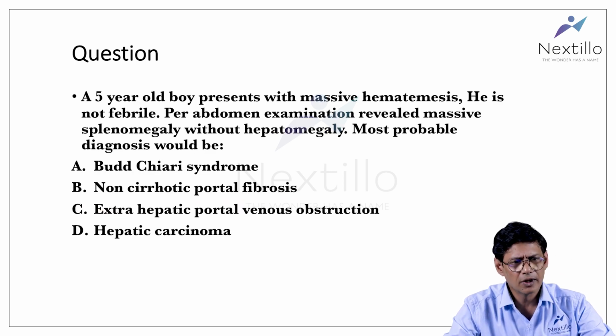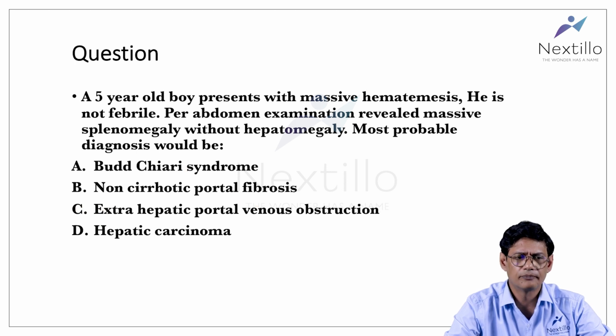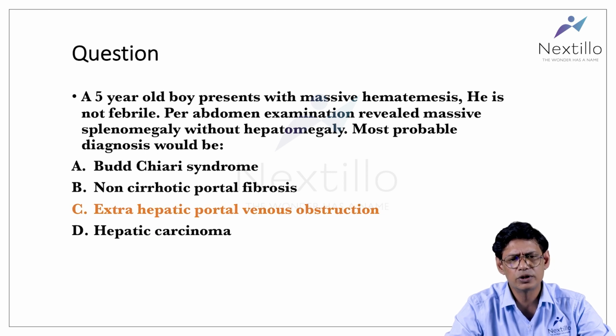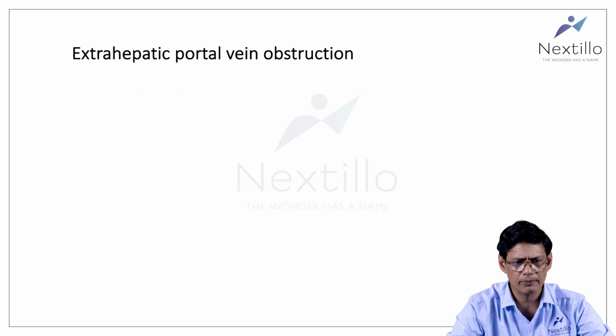The next question: a 5-year-old boy presents with massive hematemesis. He is not febrile. Per abdomen examination reveals massive splenomegaly without hepatomegaly. The most probable diagnosis would be? The most probable diagnosis in this child, who is just 5 years old, is likely to be extrahepatic portal venous obstruction. What happens in this condition with the extrahepatic portal venous obstruction?